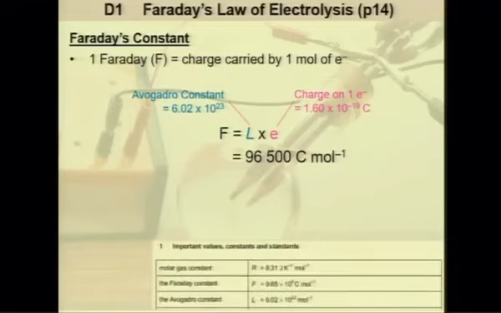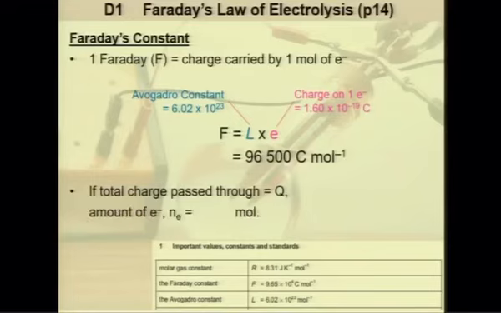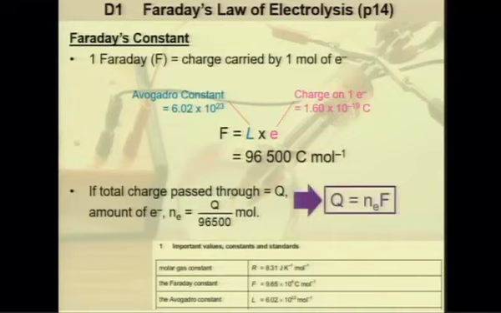The number is available in your data booklet, page 2 or page 3, I can't remember, but it's there. So is the charge of the electron, I think it's 2 lines below. Let's use an example. If the total charge that's passed through is Q, then the number of moles of electrons is just Q over 1 Faraday, because remember, 1 Faraday is 96500 for 1 mole of electrons. So if I have Q coulombs, I can find the number of moles of electrons quite easily, and I can derive this second equation.